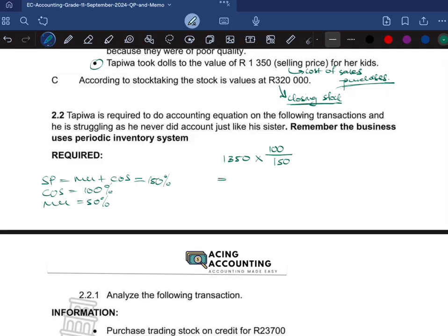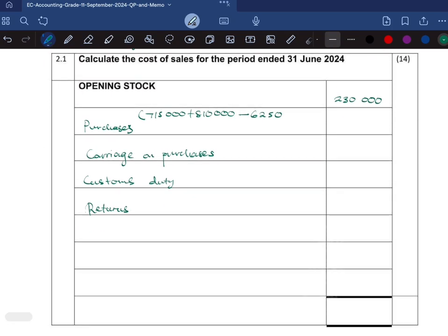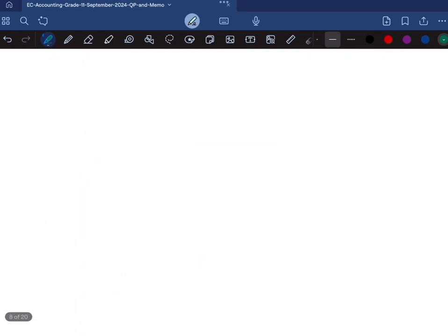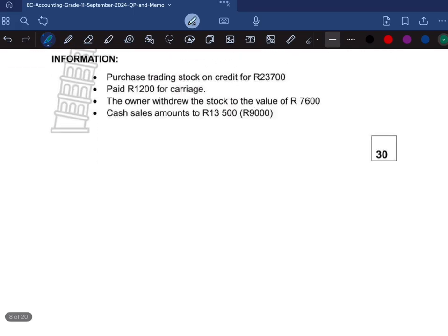So let's just quickly do the math. Over 150, then that is 900. Okay, that goes straight into our purchases. We are going to subtract 900. Then let's calculate what we have as our purchases. So that's 1,517,850. Okay, then carriage and purchases, the amount that we are given was 17,000.